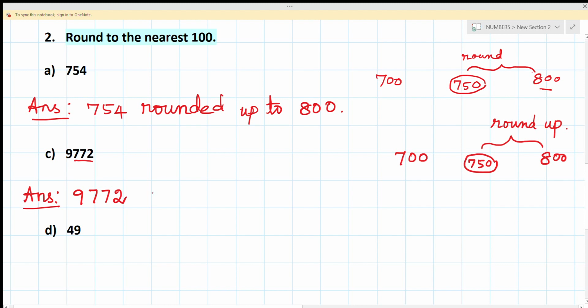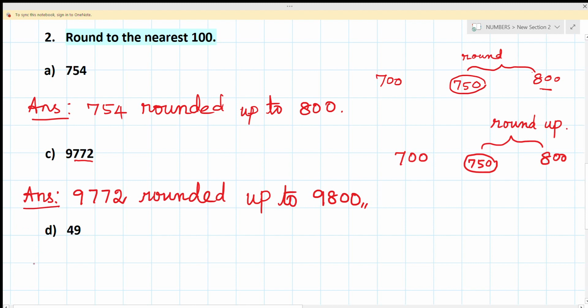9772 is rounded up to 9800. Look at the words "up to", because we have raised the multiple. The thousands place you should write as it is. We only change after the thousands place, because we are changing the number to the nearest 100.